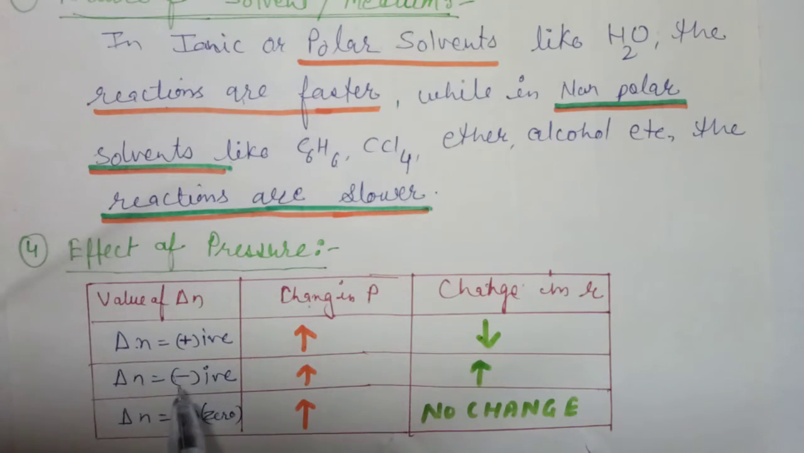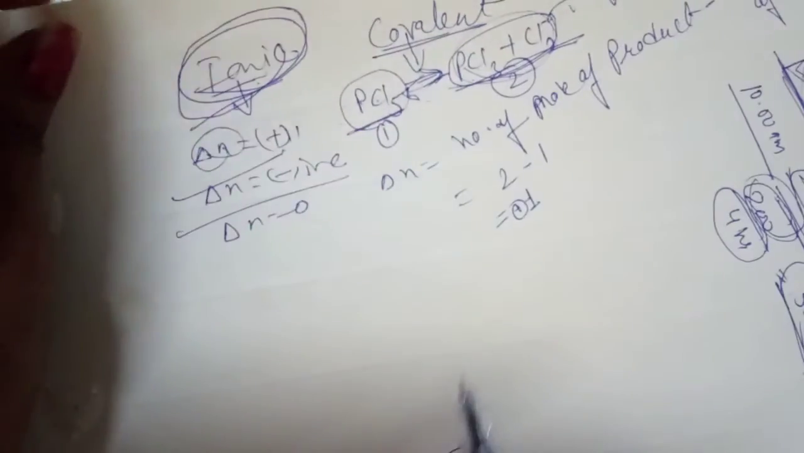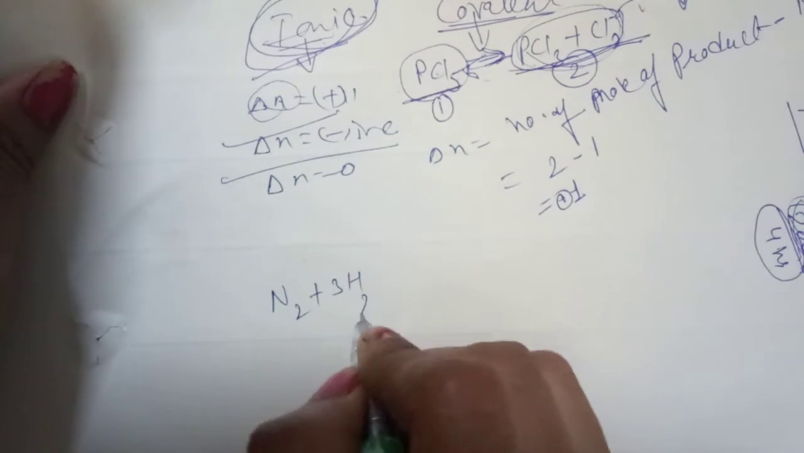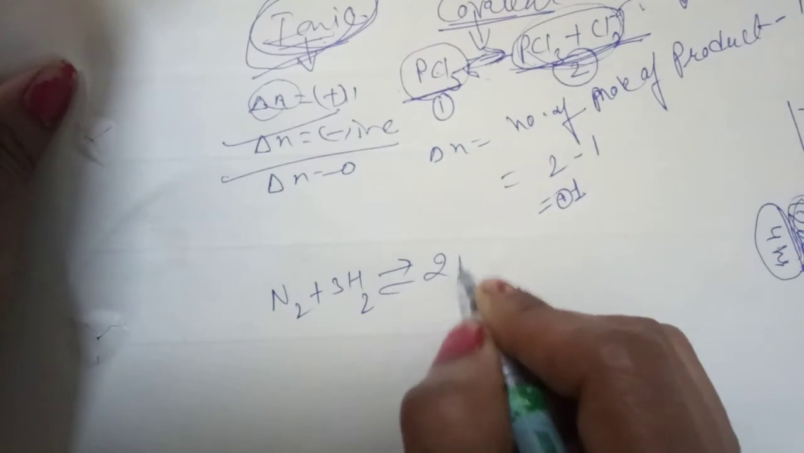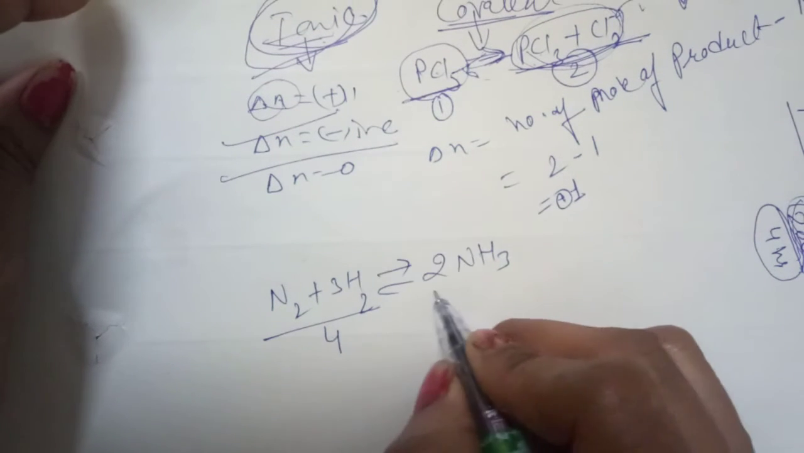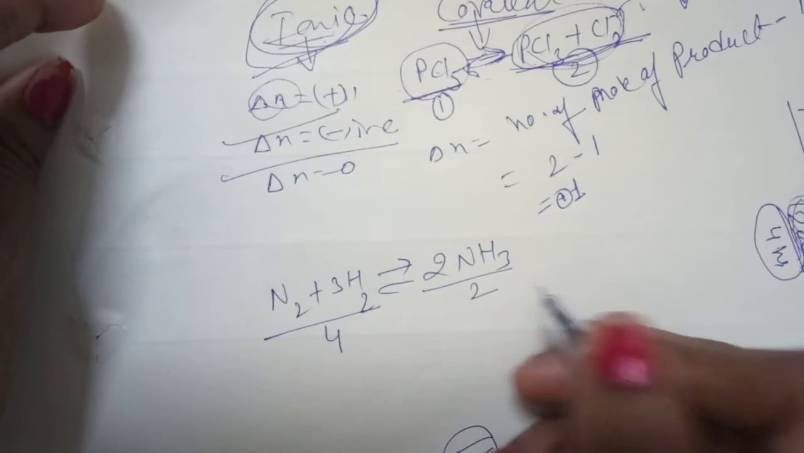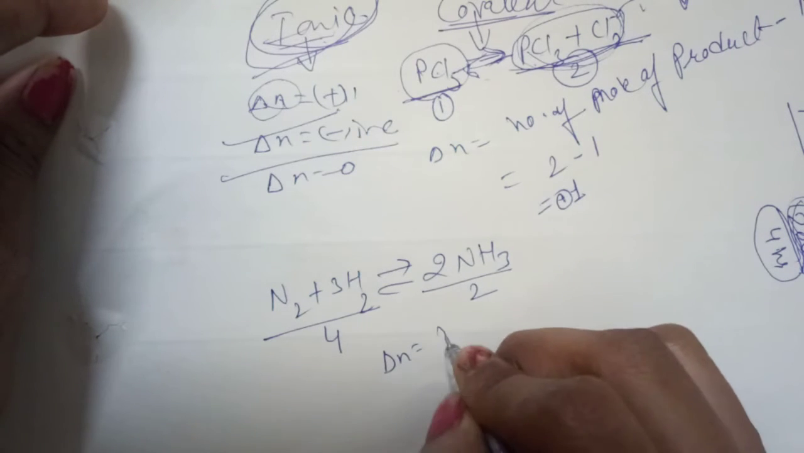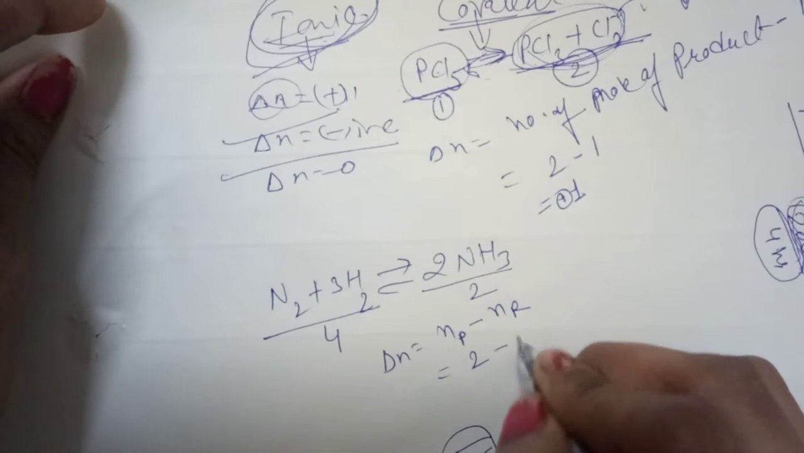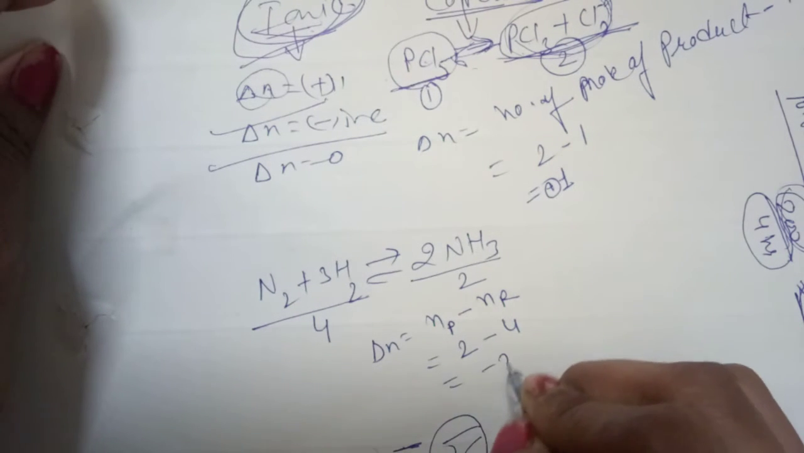Now, second is delta N is negative. Delta N is negative means, for example, N2 + 3H2 = 2NH3. Here the number of moles of reactants is 4 and the number of moles of product is 2. So delta N is equal to N product minus N reactant, which is 2 minus 4, that is minus 2.